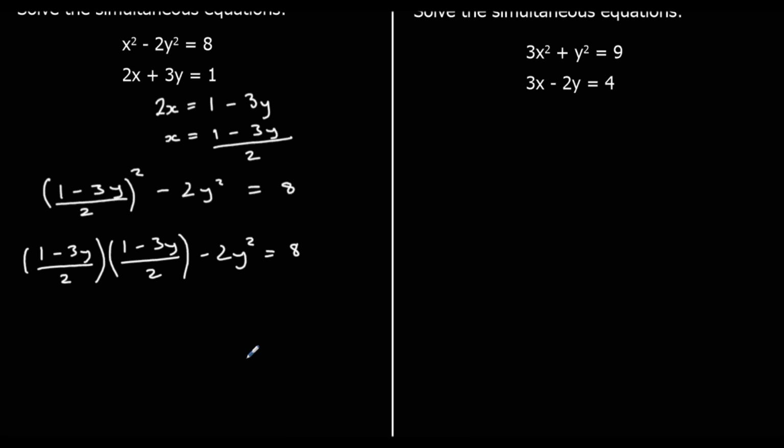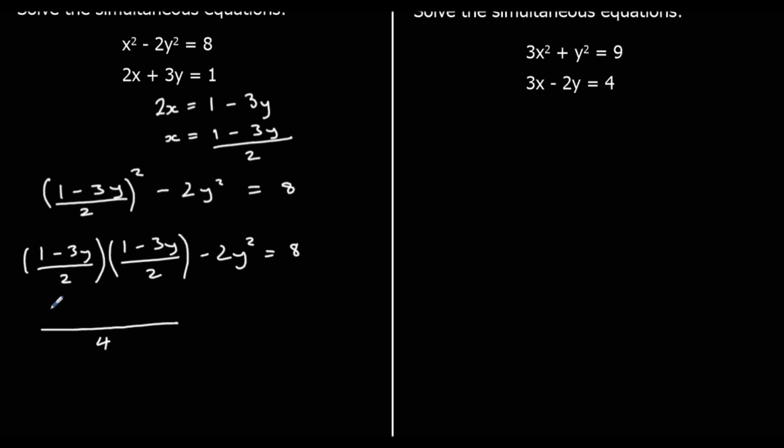So how can I expand these brackets? I can either just put it over 4. So when we multiply fractions, we multiply the top and we multiply the bottom. So I'm going to leave it as a fraction all over 4. 2 times 2 makes 4. What I could have also done is changed it to half minus 3 over 2y times half minus 3 over 2y, divided each of the terms by 2 individually, and then expanded the brackets. I think this way might be easier. So times the bottom and times the top.